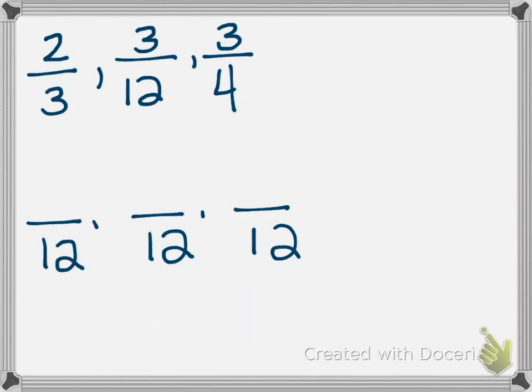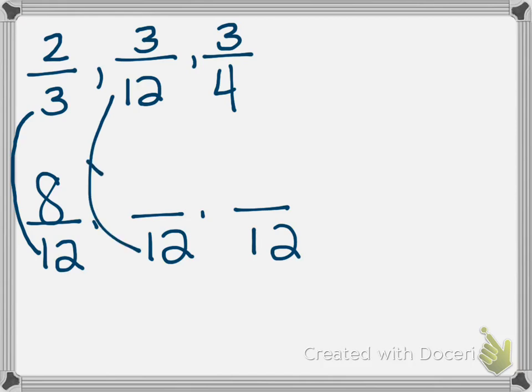Now that I have my common denominator identified, it's very easy to just go through and come up with equivalent fractions for each one of these. So I'm going to start here. 3 times 4 got me 12. So 2 times 4 is 8.